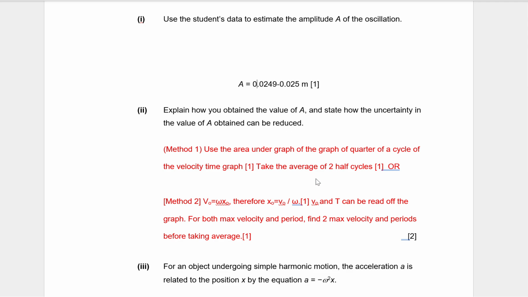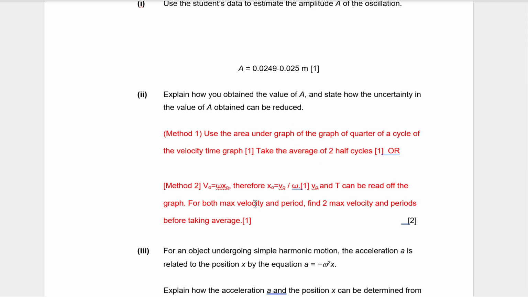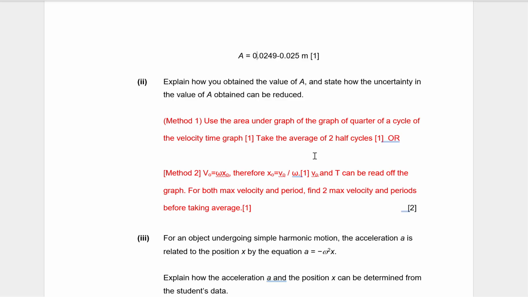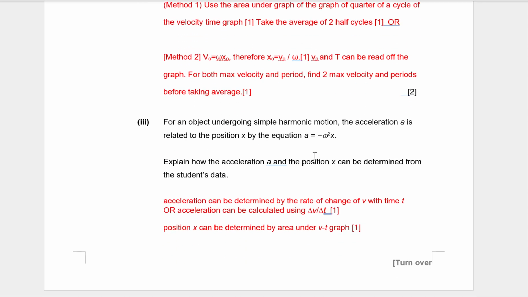Right, again, how to reduce uncertainty? For max velocity and period, which you obtain from the graph, you can find two values and then take the average of them. Okay, so very similar to the above example of averaging 2 half cycles area on the graph. All right.